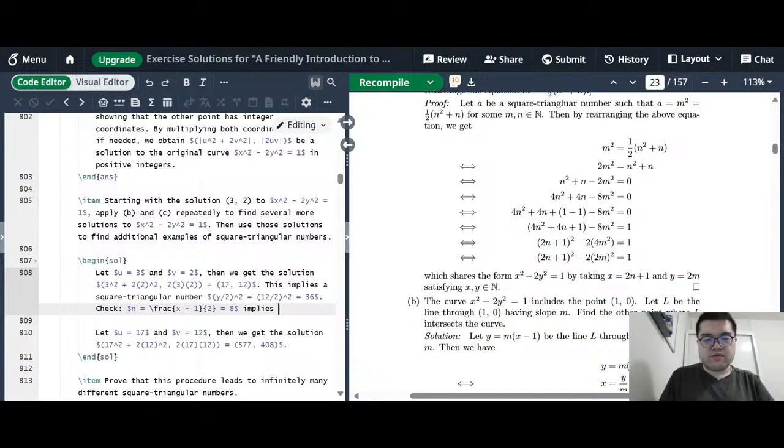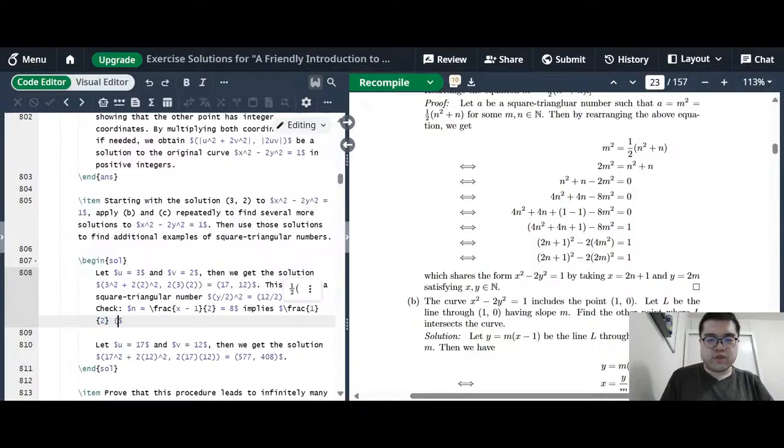Implies that, one half of the quantity n squared plus n is going to be equal to, again, one half times 8 squared plus 8, where 8 squared is 64, plus 8 is 72, divided by 2 is giving us 36.